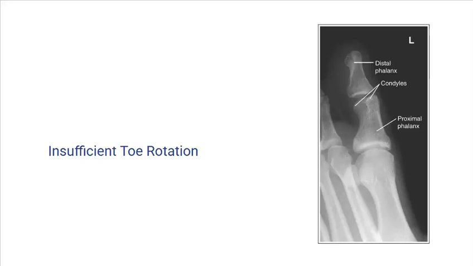Insufficient toe rotation is indicated when the condyles of the proximal phalanx are not superimposed and the metatarsal heads appear posterior to the first toe. This means the toe and the foot were not rotated enough to achieve a true lateral position, as in this projection.